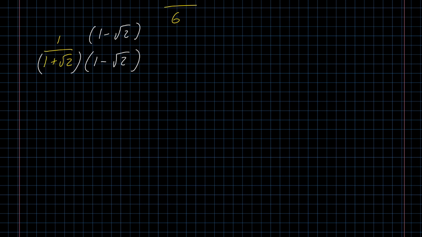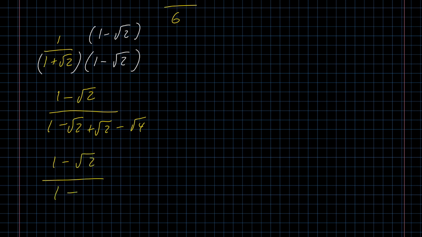In the numerator, we're just multiplying by 1, so we get 1 minus square root of 2. In the denominator, we have to multiply this all out, so it'll be 1 minus root 2 plus root 2 minus root 4. The plus root 2 and minus root 2 cancel each other out, and the square root of 4 is 2.